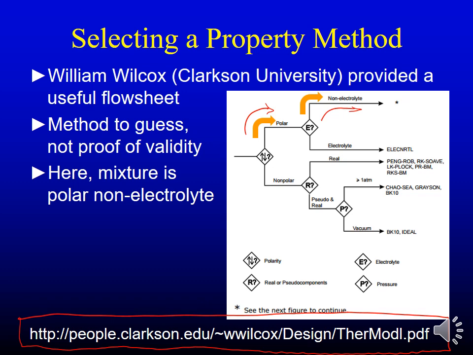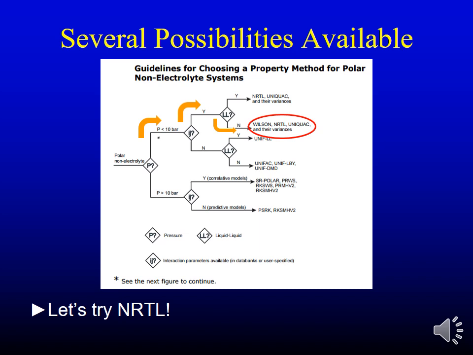There's more to it. There's a star. We're going to follow that star on the next slide. And we keep going. The next question is, what pressure range are we interested in? We are less than 10 bar, so that's the upper part of this flow sheet. Next, what's this question? Do we have liquid-liquid equilibrium or not?